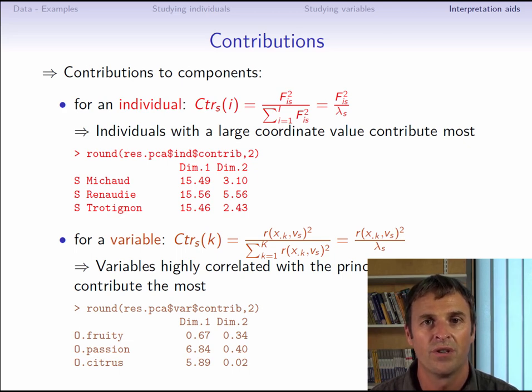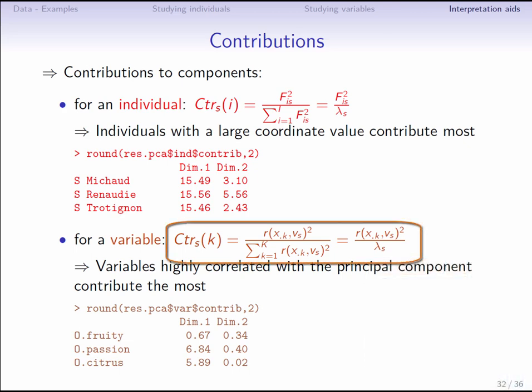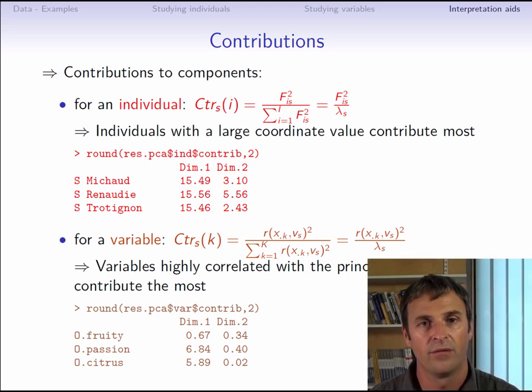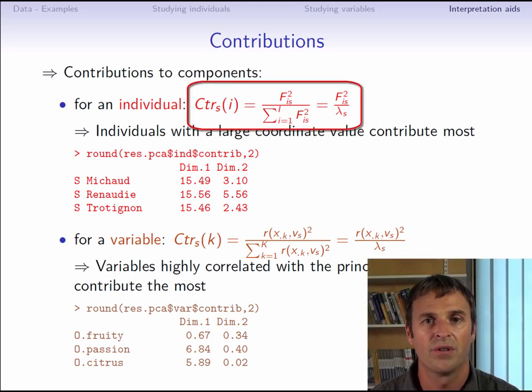A variable's contribution is just the square of the correlation coefficient between it and that dimension, divided by the sum of squared correlations between all variables and that dimension. This will tell us whether there is some variable that contributes significantly to that dimension with respect to the others. Next, individuals. An individual's contribution is the square of its coordinate value on the dimension of interest, divided by the sum of the squares of the coordinate values of all individuals. These contributions are expressed as percentages.